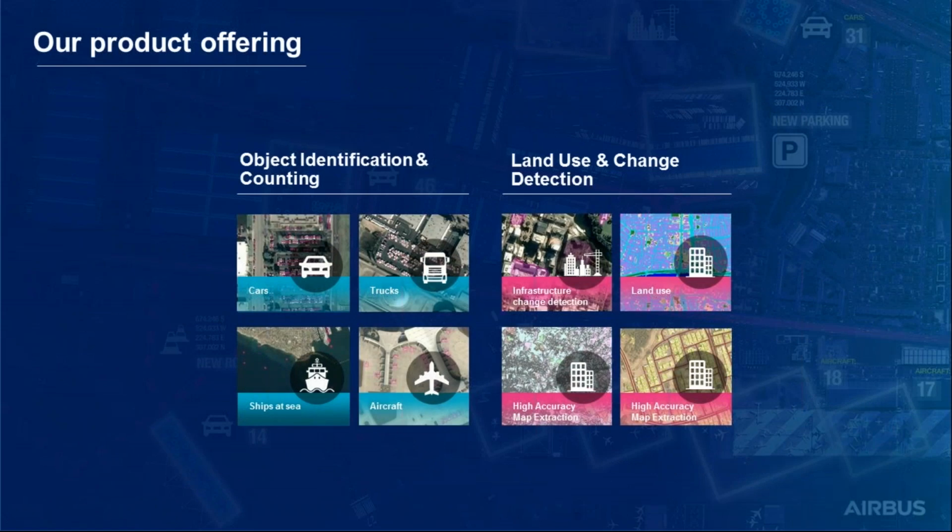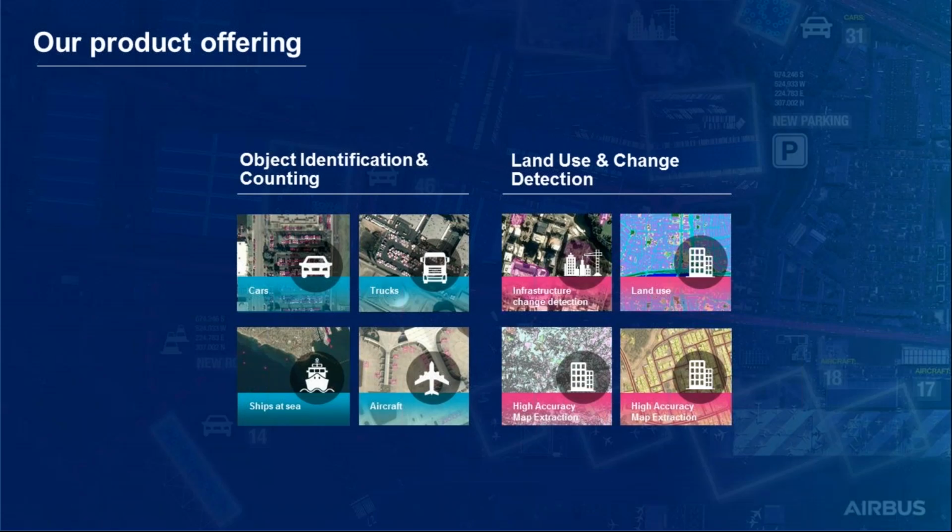Now let's take a look at the analytics product offering. So we offer the following capabilities to our customers: object identification and counting, and land use and change detection. So for object identification and counting, you can run our algorithms to detect, count, and identify mobile objects. For land use, you can run algorithms to characterize, measure, and map natural and man-made features. And for change detection, you can run our algorithms to automatically determine change in infrastructure over a given period of time.